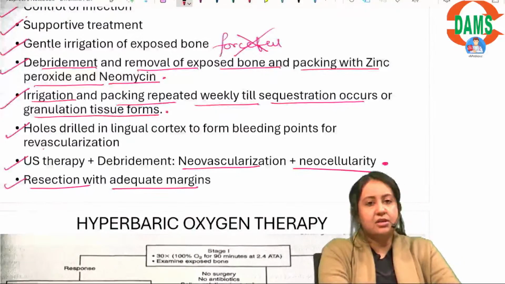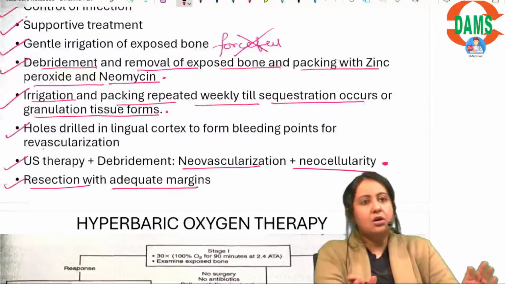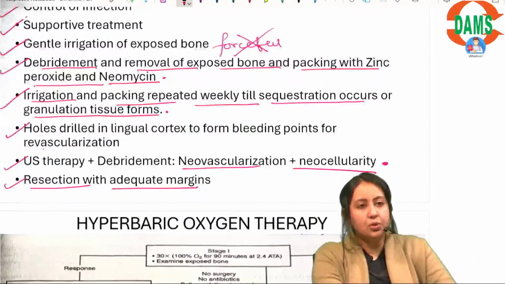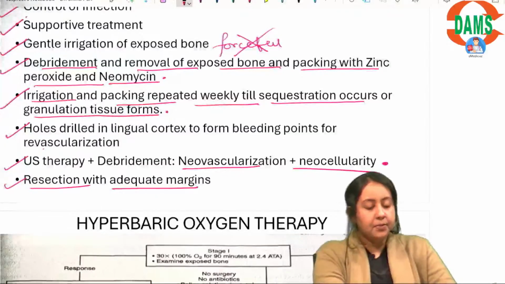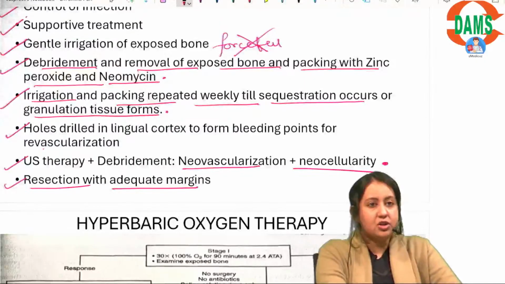Then resection with adequate margins, and in this case usually you leave it to heal by secondary intention. You usually do not go and do a plating, because plating or drilling screws in the bone is further going to increase its trauma, so that is going to be of no help. So you just resect with adequate margins and leave it to heal by secondary intention.